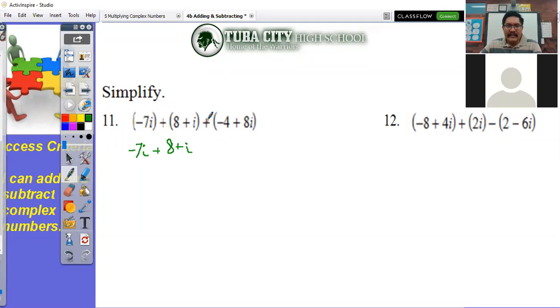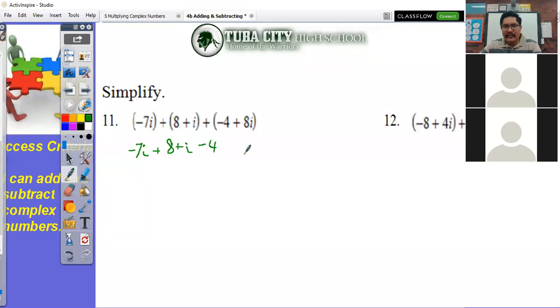And this one here is also adding. So if you add a negative, you're still just taking it away. And add this one here too. So add that 8 and i. From here, you just go through all of your terms and combine your like terms. So -7 plus 1, that'd be -6. -6 plus 8 is 2.